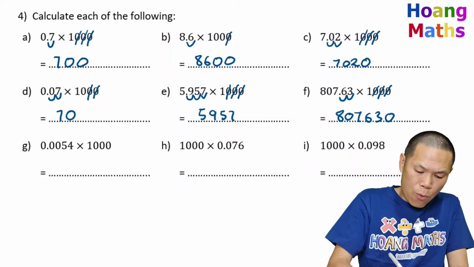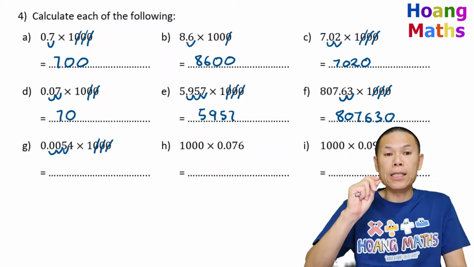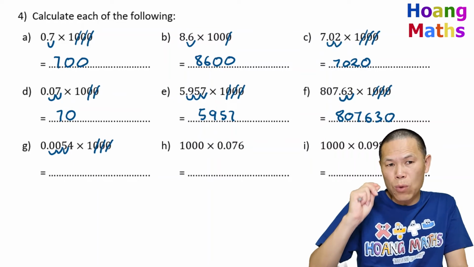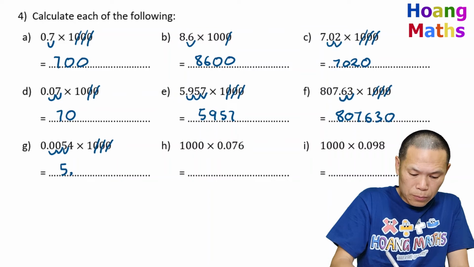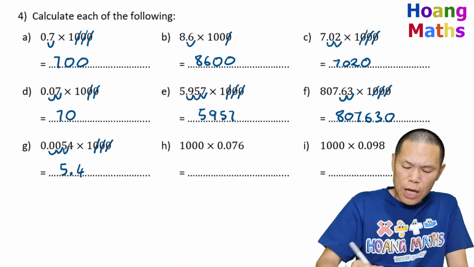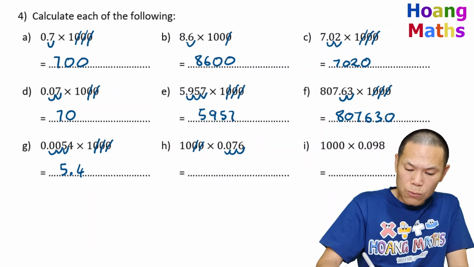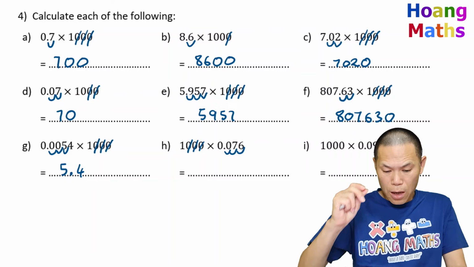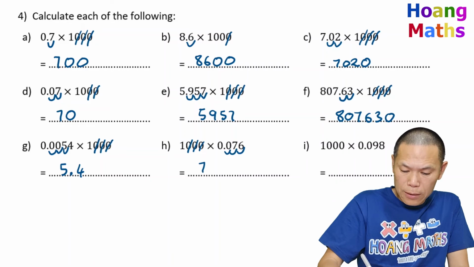Part G. Again, we just move 1, we cancel this, we move 1, we cancel this, we move 1, we cancel this. So the answer is 5.4 times 1. So that's the answer is 5.4. So there you go. Part H. So we times 1,000. So this move 1 unit, cancel, move 1 unit, cancel, move 1 unit, we cancel that. So that becomes 1 times 76. So the answer is 76.